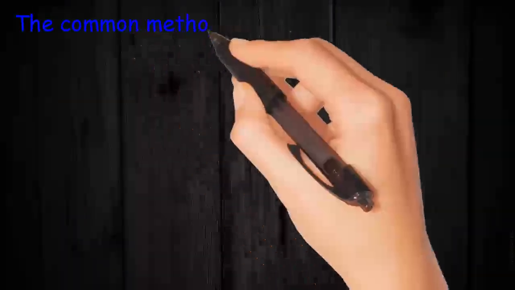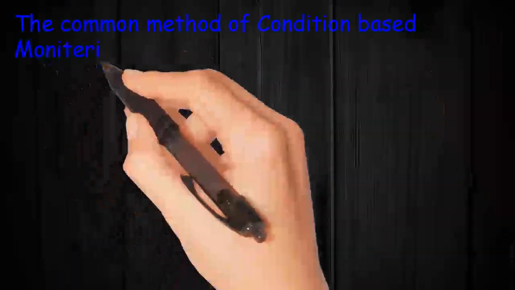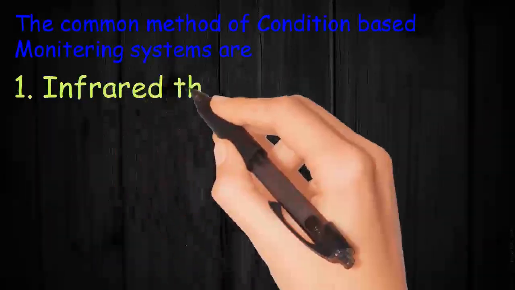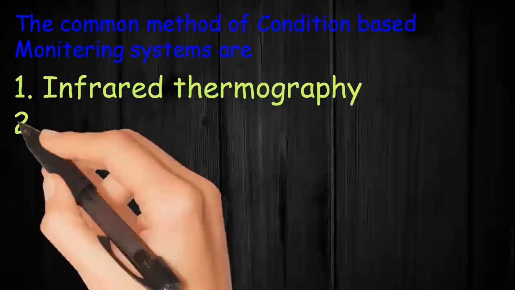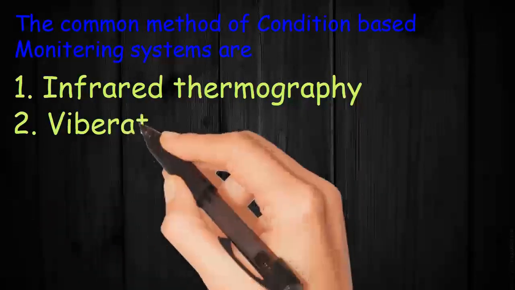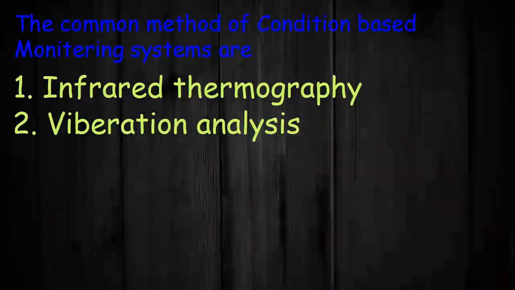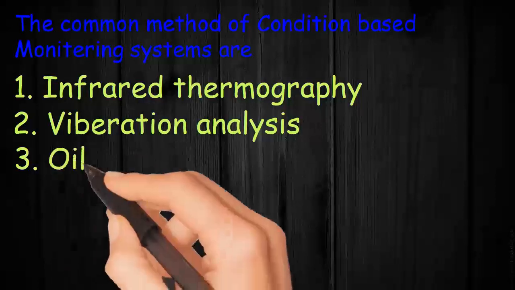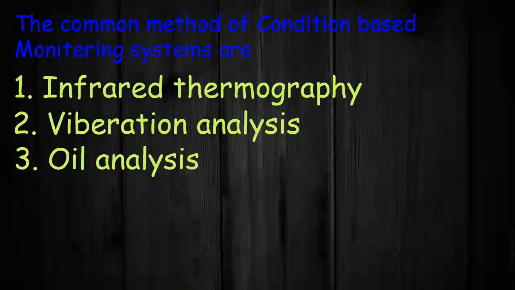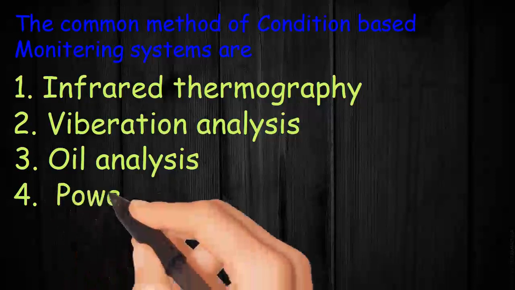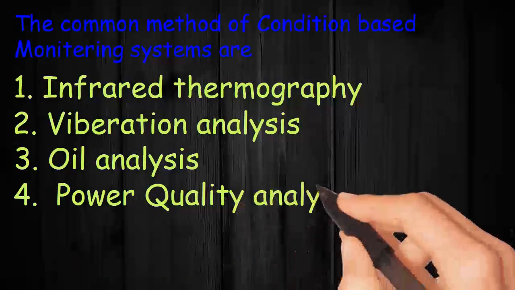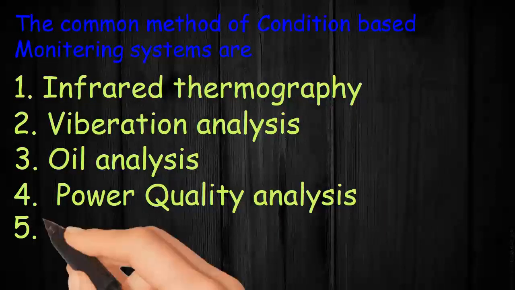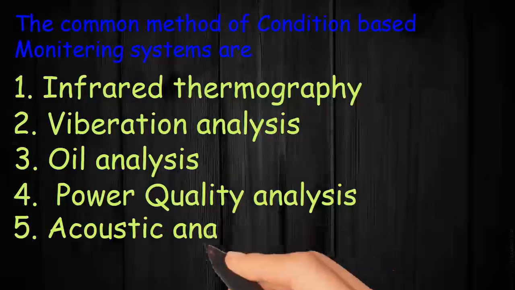The common methods of condition-based monitoring systems are: 1. Infrared thermography. 2. Vibration analysis. 3. Oil analysis. 4. Power quality analysis. 5. Acoustic analysis.